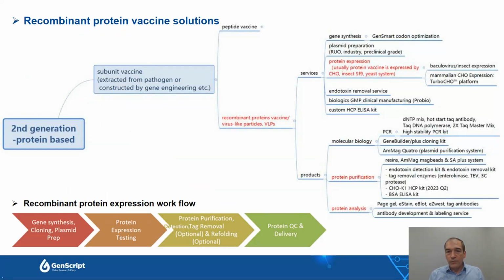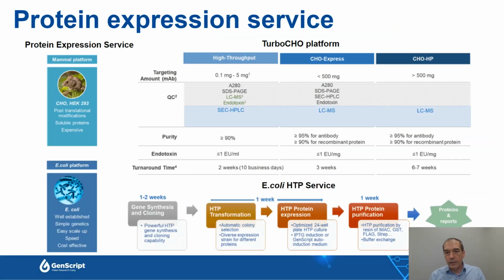For recombinant protein vaccines, we can do a lot of the services I mentioned already, anything from gene synthesis to plasmid purification and others. I will very briefly touch on some of the services that I haven't touched before, like our protein expression service, for example. We have very strong protein expression capabilities. We have multiple platforms. Here I'm showing only two of them.